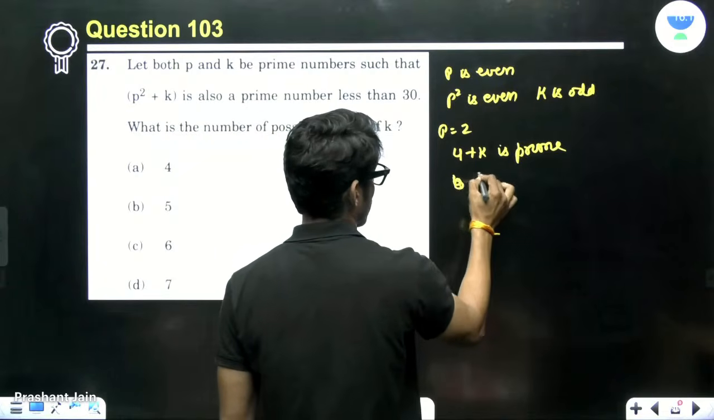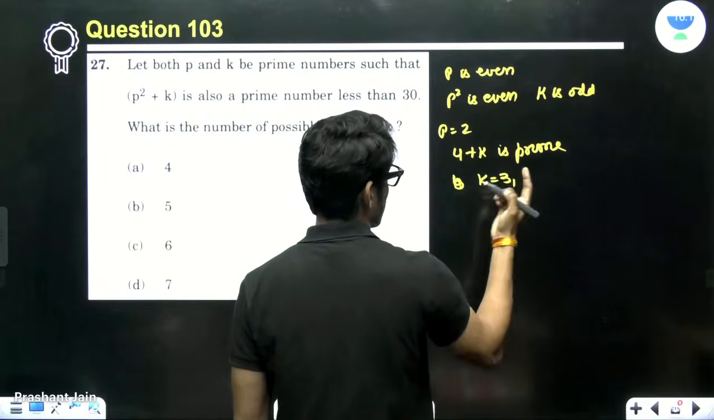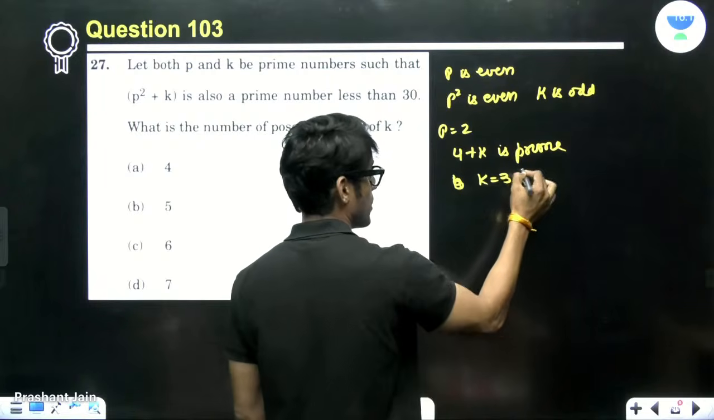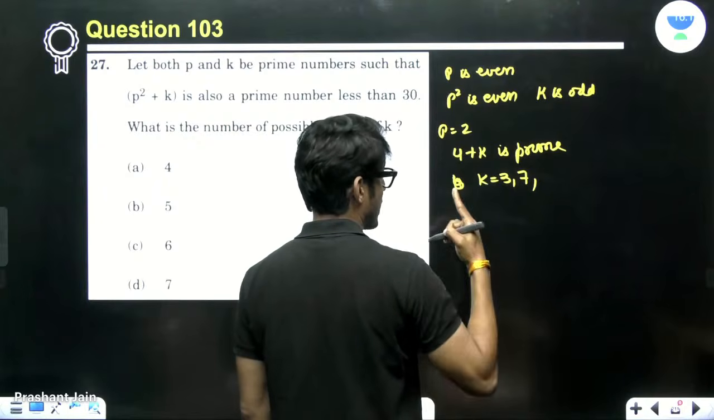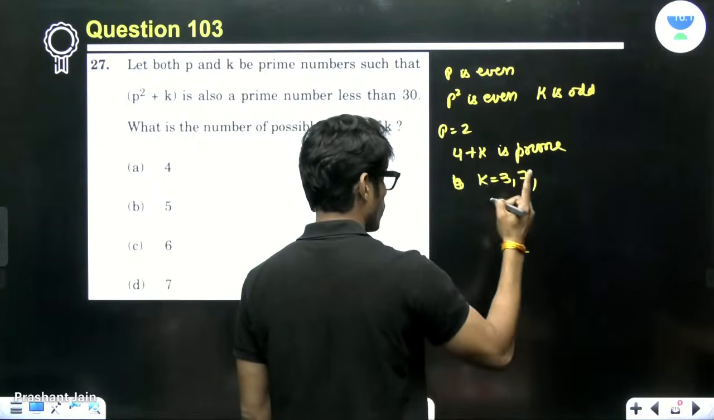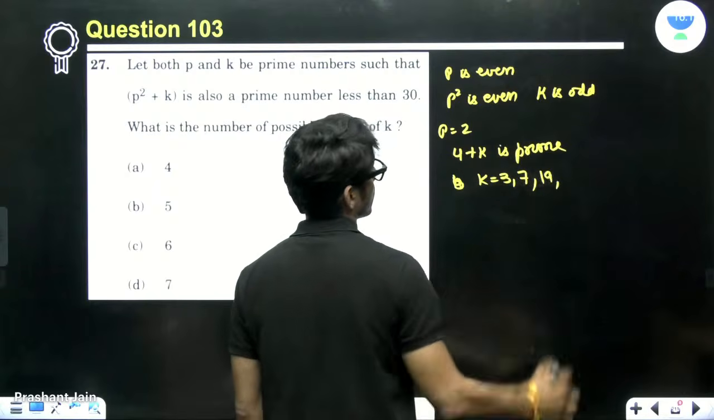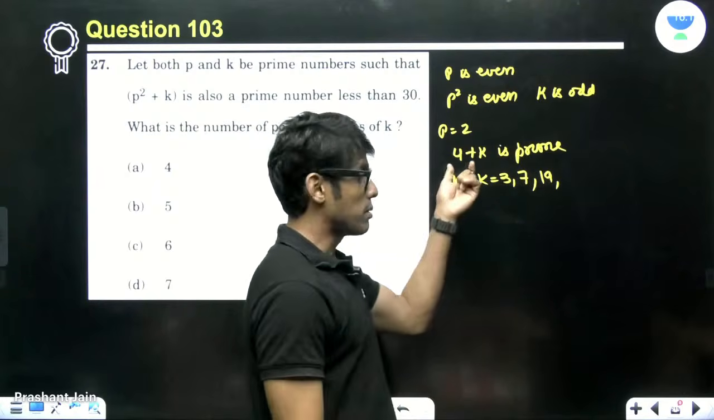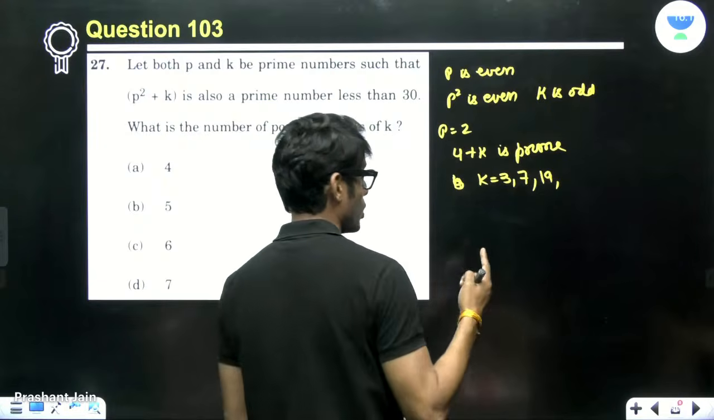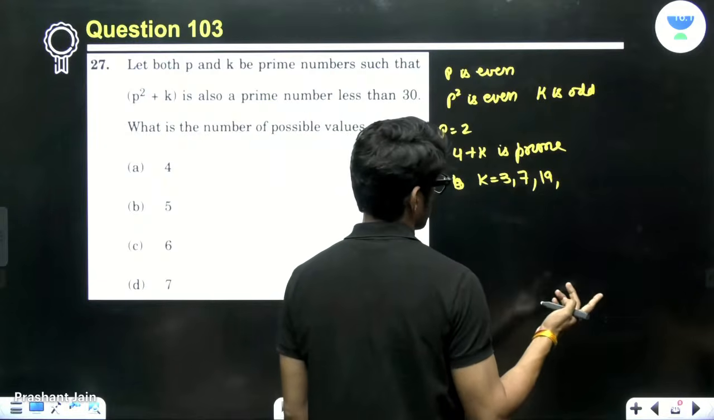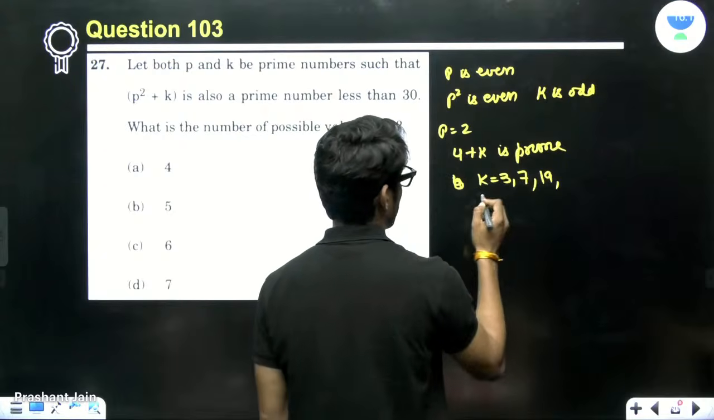So K can be 3, yes. Can it be 5? No. Can it be 7? Yes. Can it be 11? No. Can it be 17? No. Can it be 19? Yes, because K plus 4 has to be prime. Can it be 23? No. That's it. Right?